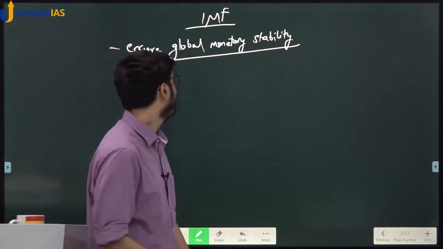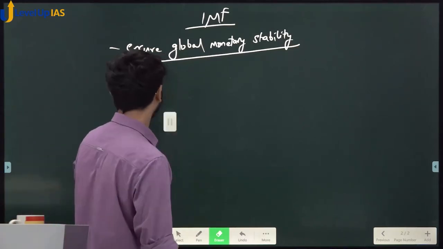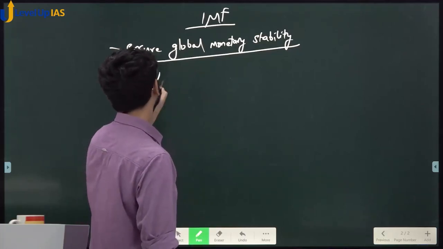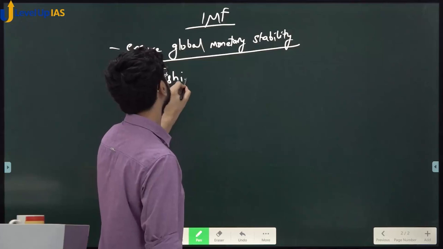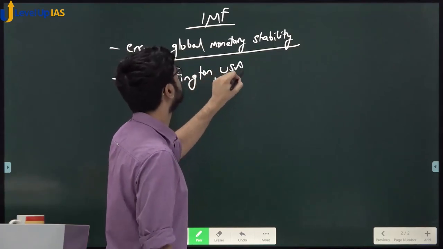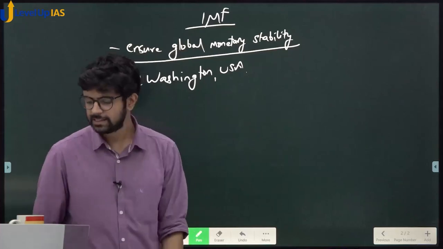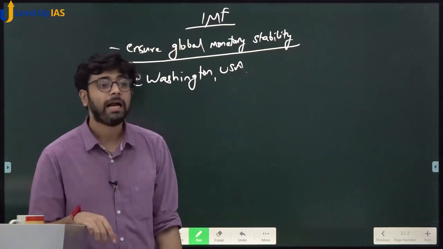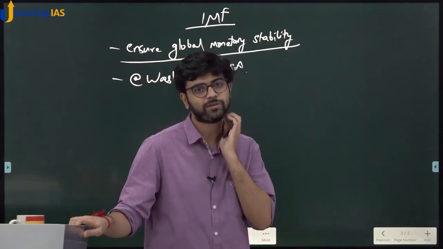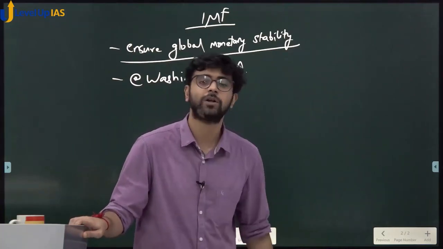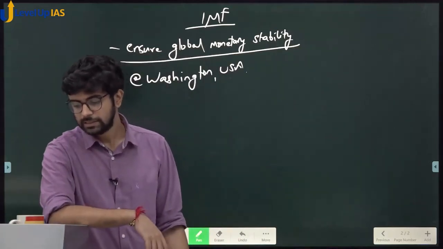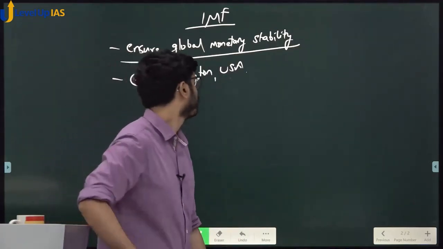IMF is headquartered at, what do you think? Is it Geneva? No, it is at Washington, USA. When it comes to money, Washington, USA. This is a very prelims-centric chapter. And for mains, you will get questions in IR, International Relations, because you will have to study that in depth. And for those who have Pol Science optional, you will study these institutions in your optional also. So what are the objectives?